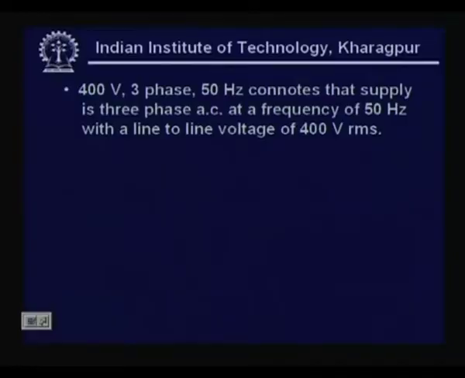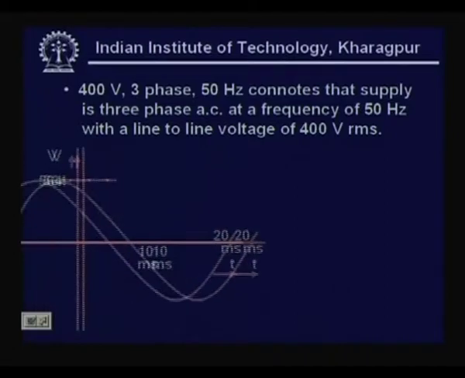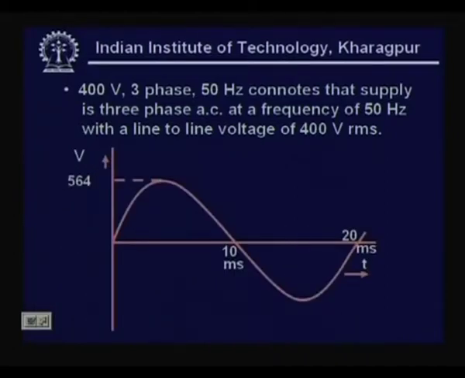Now, before we go further on any of these things, what does 400 volts 3 phase 50 Hz mean to us? It tells us that the supply is 3 phase AC at a frequency of 50 Hz with a line to line voltage of 400 volts RMS. As can be seen from this figure, it is a periodic signal of 20 milliseconds. 1 over 20 milliseconds gives us 50 Hz, and it has a peak magnitude of 564 volts.